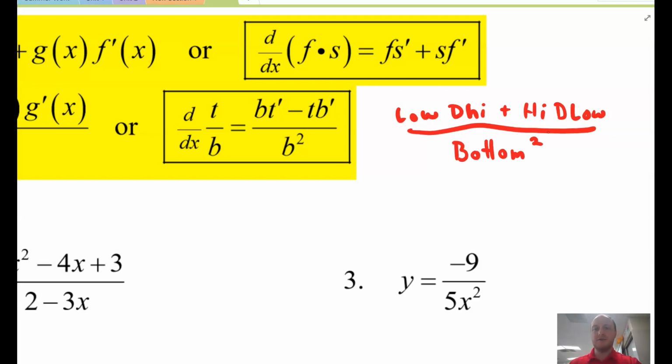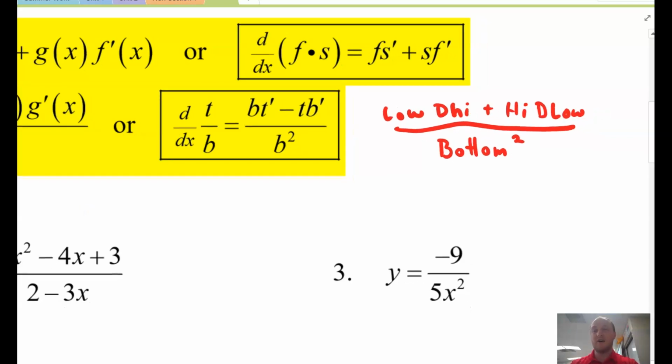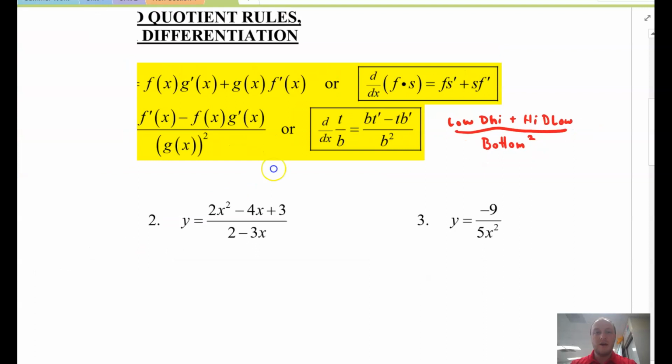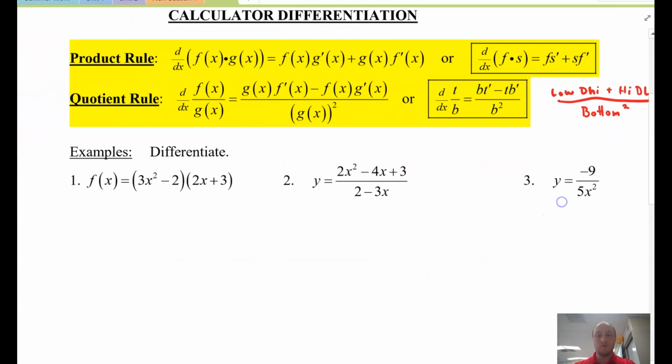So that's a little rhyme. If that works for you, feel free. It's low d high plus high d low, with d being the derivative, all over the bottom squared. So those are the product and quotient rules. Very, very helpful, very, very useful, and they pop up all over calculus. We'll go ahead and look at some examples.